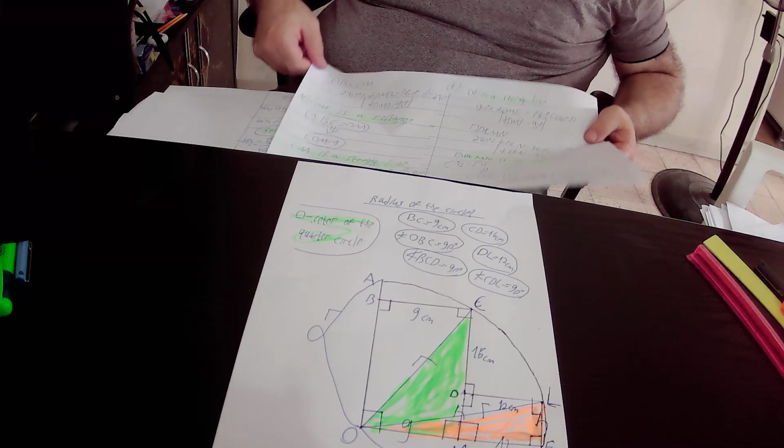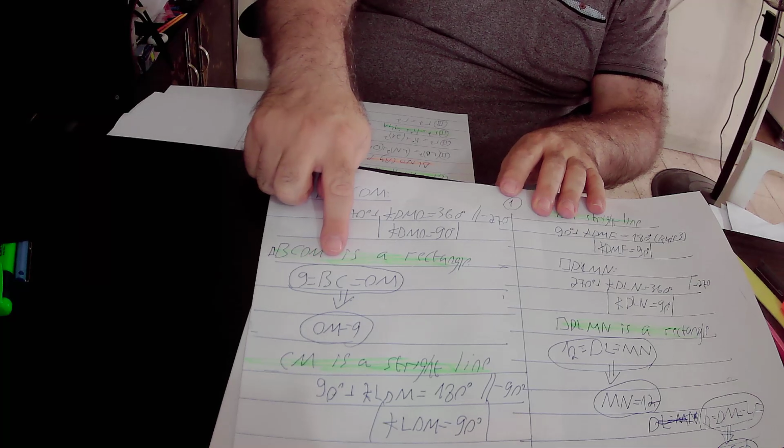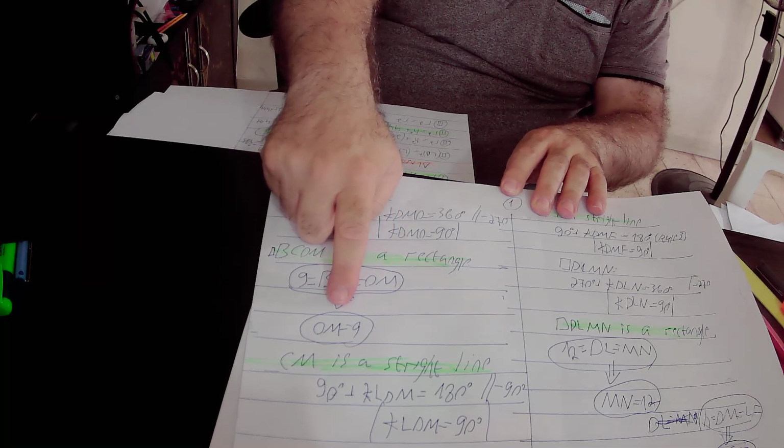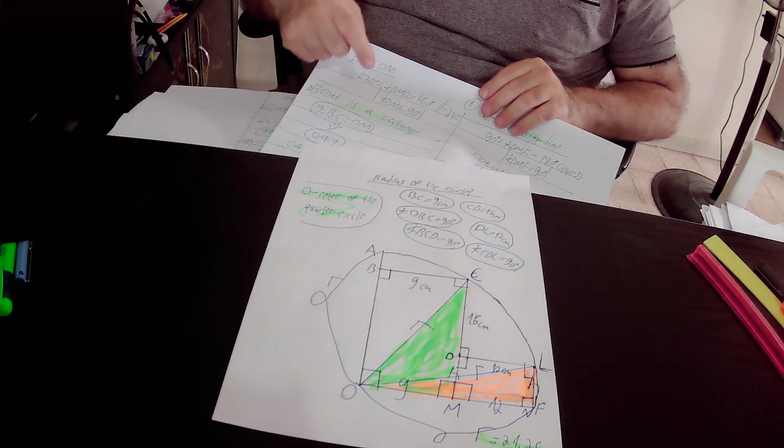Okay, BC equals 9 units, therefore we can write down that BC equals 9, and from this equation, 9 equals BC equals OM, we will derive that OM is also equal to 9 units. Here OM equals 9 units.